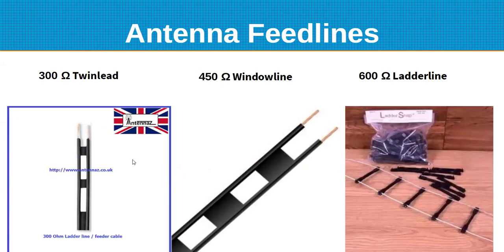Here's some pictures of what we talked about. This is typical, well, twin lead. Some of it has little windows cut in it. Most of it I've seen has just been solid. Window line looks the same, except it's about an inch wide, so it's a higher impedance. And here's the 600 ohm ladder line, which just has spacers every so often to keep it apart. And it's like 3 or 4 inches apart.